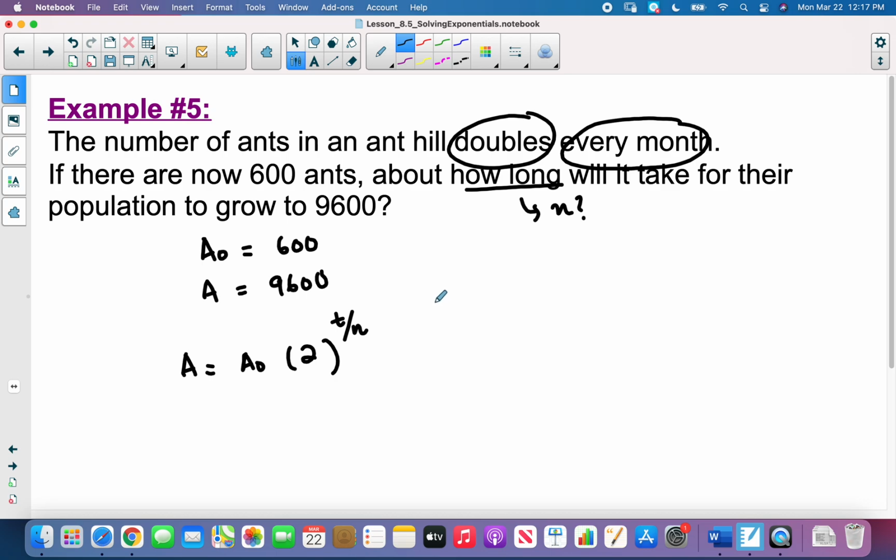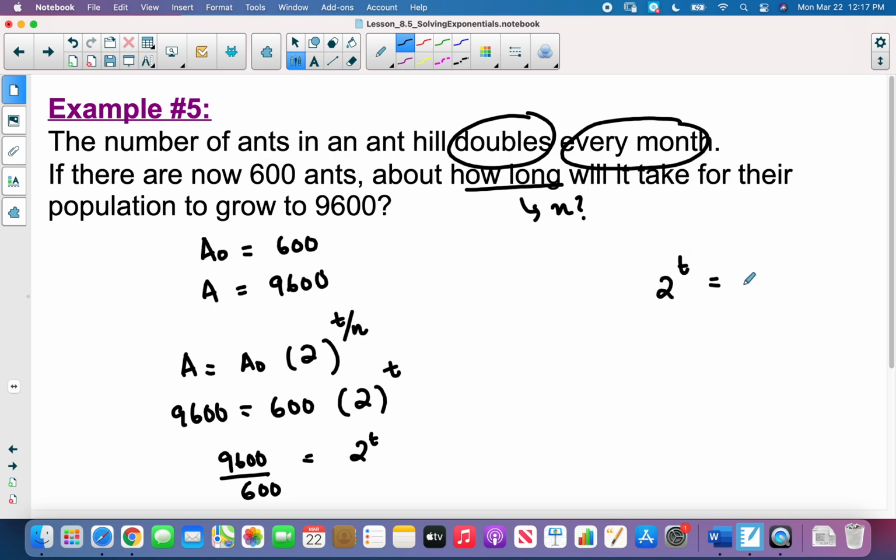So it's going to be 9,600 is equal to 600 times 2 to the power of t. 2 to the power of t equals 9,600 divided by 600. 2 to the power of t equals 16. 2 to the power of t equals 2 to the power of 4. t is equal to 4. Therefore, it will take 4 months.